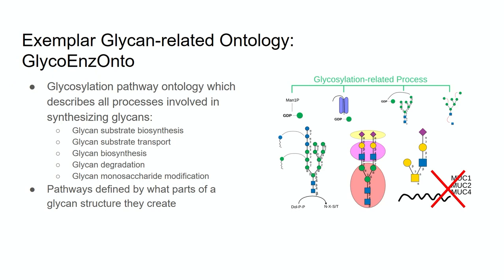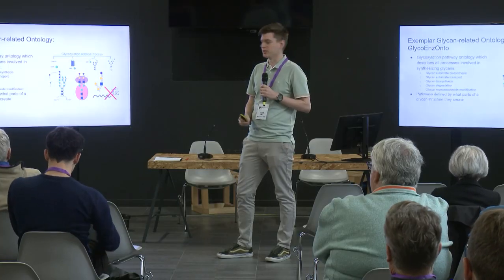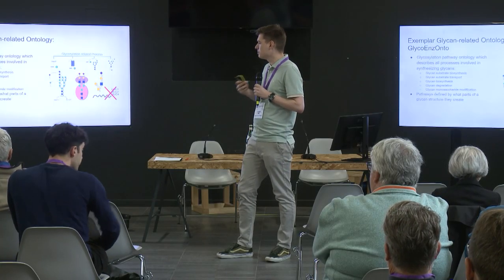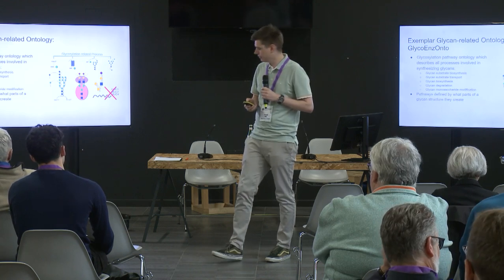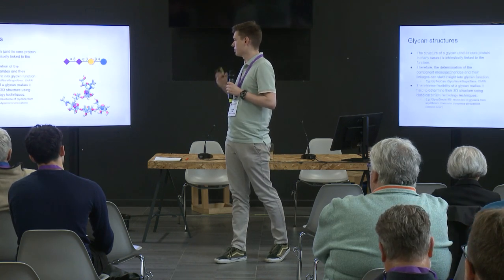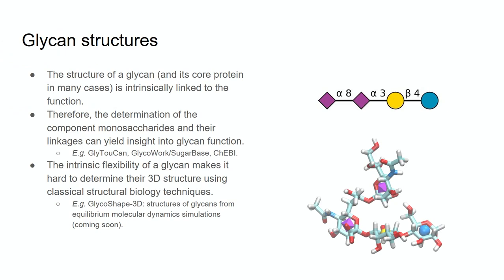So we can see that shown here on the figure on the right-hand side. So we have things like the glycan substrate biosynthesis and the transport of that substrate. We have things like the biosynthesis of that glycan and the degradation, and then the modification of particular monosaccharides of that glycan. And these pathways are defined by what parts of the glycan structure they create. And speaking about glycan structure, that brings us on to thinking about the structure of a glycan and how that structure is intrinsically linked to the function of a glycan.